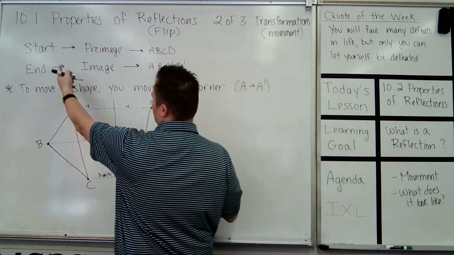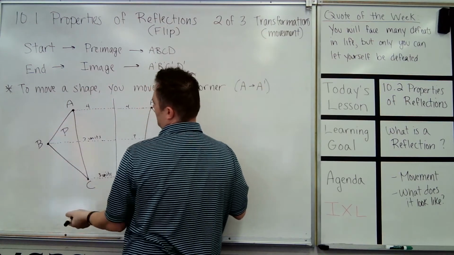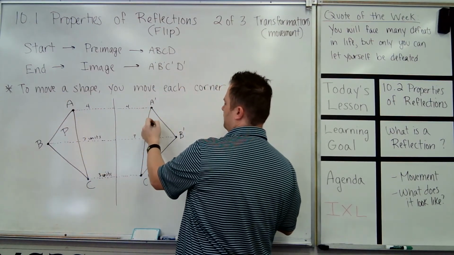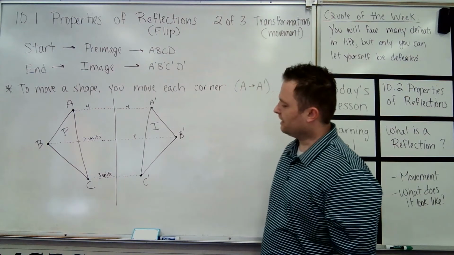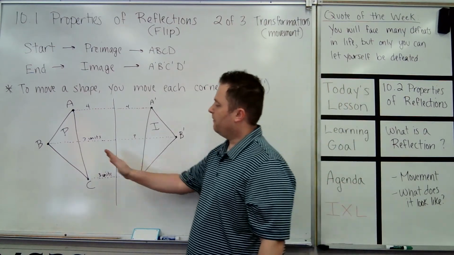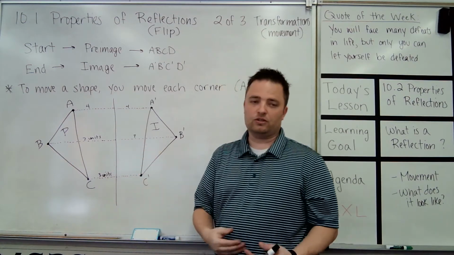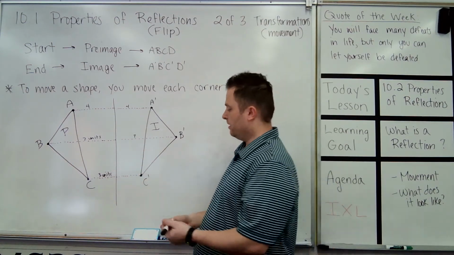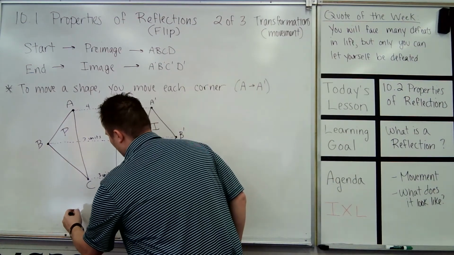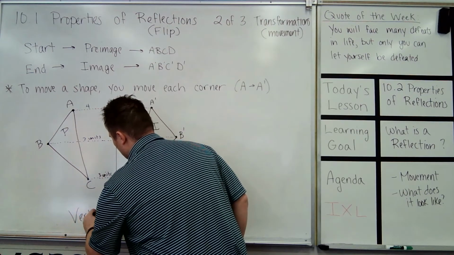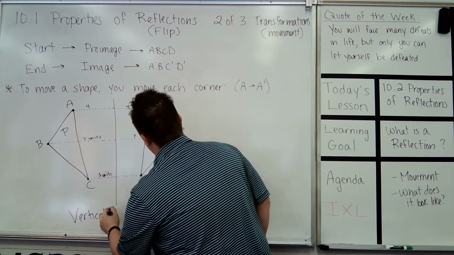The object we started with was called the pre-image. The object we ended with is called the image. This is how we can display a flip that has happened across a line that's going straight up and down, called a vertical line. This is known as a vertical reflection.